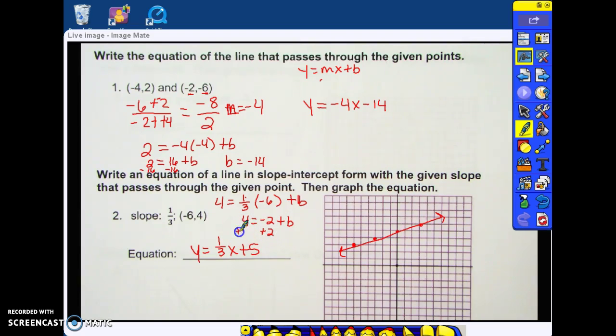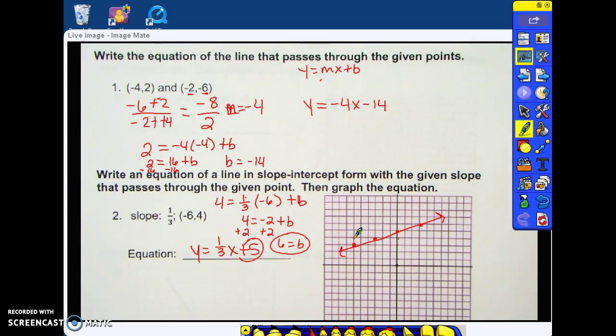Add 2 to both sides. 6 equals b. Let's count this one more time. 1, 2, 3, 4. As you can see, we did not get the same b. So we need to go back to our graph and check our points. We start at -6, 4. That's 1, 2, 3, 4, 5, 6. Up 4, 1, 2, 3, 4.